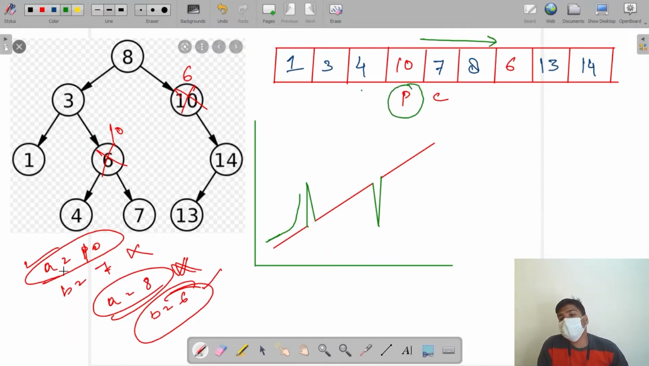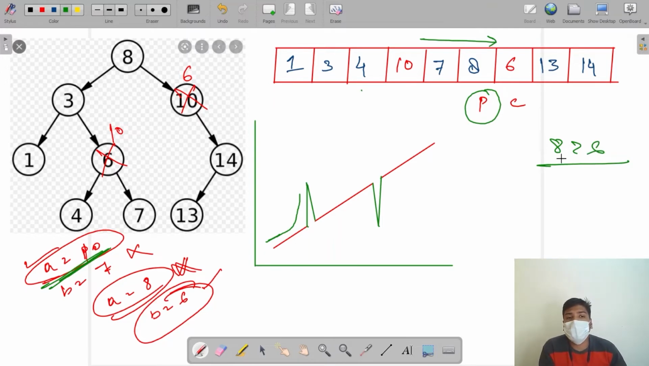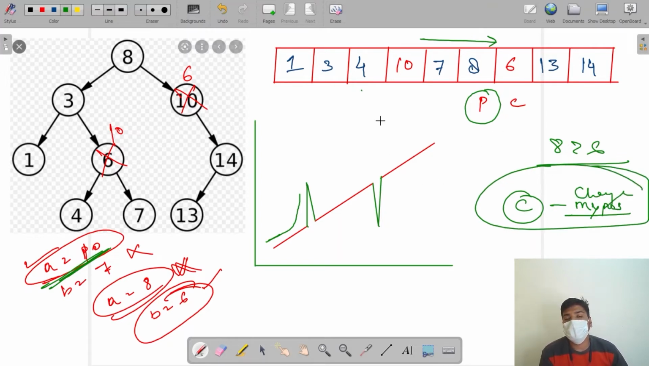Okay, this previous, this a was earlier the possible change. And when I move forward, I will see that at this point my previous is greater than current, right? My 8 is greater than 6. So I can observe here, at the second ambiguity point, my current is my possible change. Okay, I hope that it is clear.